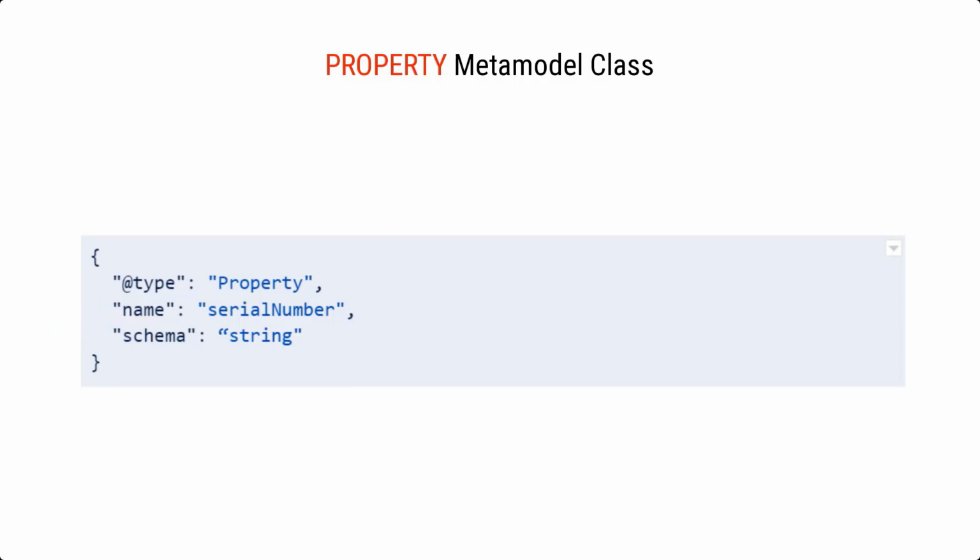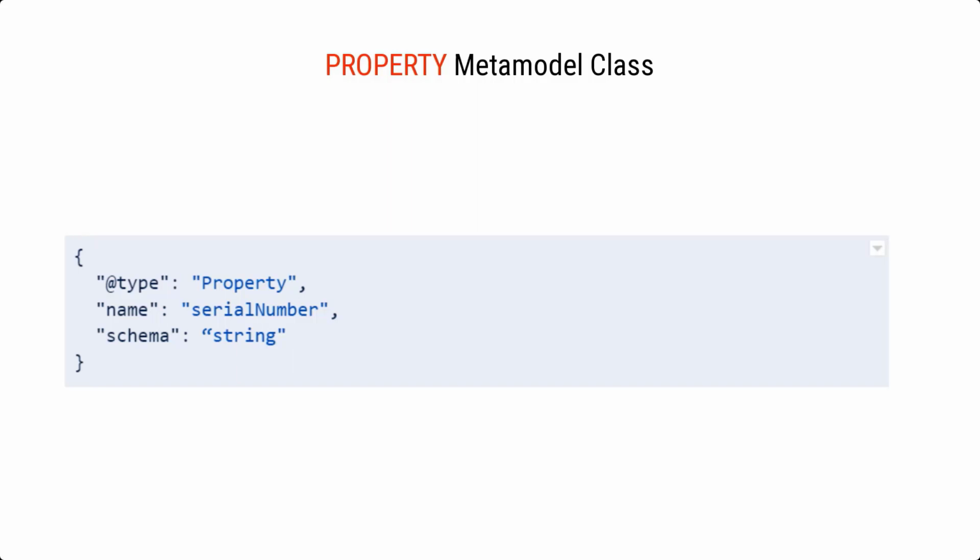DTDL elements can be of standard primitive types like integer, double, string, and boolean, etc. However, they can also be of complex data types. We shall discuss more about complex types later in this video.